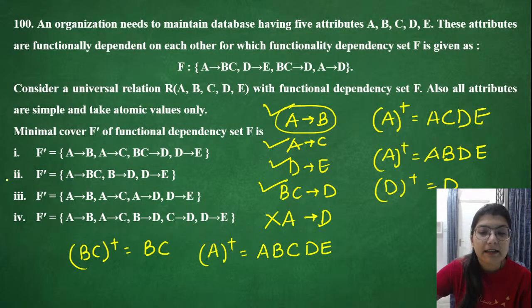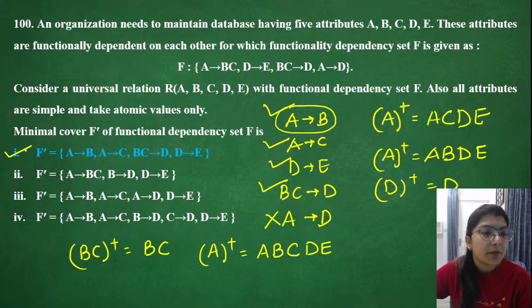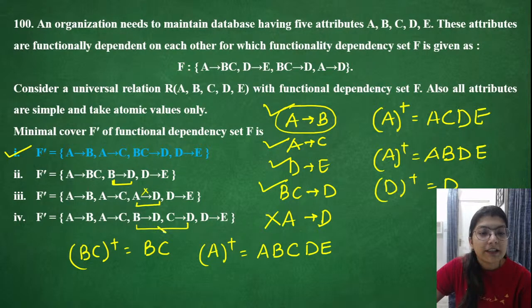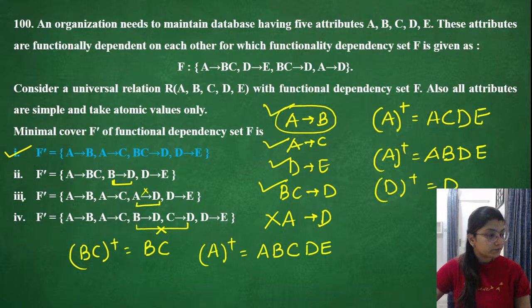So the correct answer to this question is option number 1. Because in option number 2, they have written B determines D, but it should be BC determines D. Here they have written A determines D, so this will be wrong. And here they have broken these two, but these two cannot be broken down. So the correct answer is option number 1.